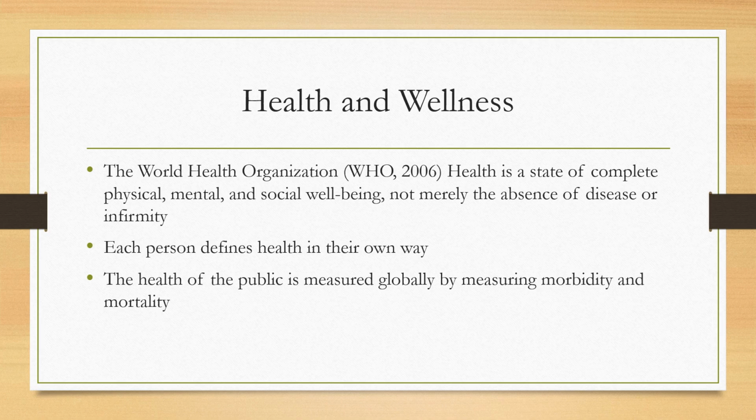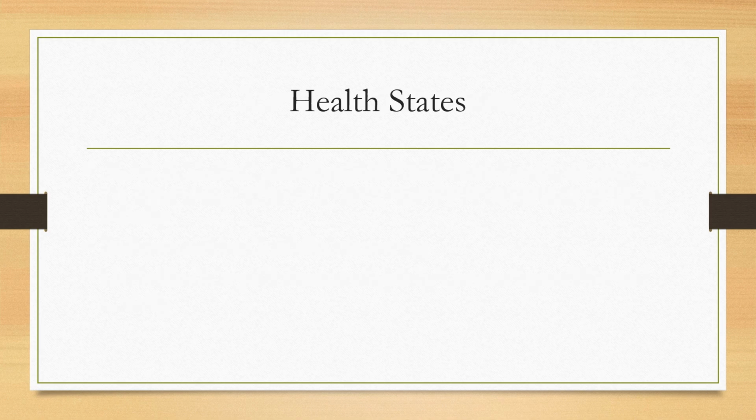Globally, we measure health by looking at morbidity, how frequently a disease occurs, and mortality, the number of deaths from a disease. This data is very important for researchers who study diseases and treatments and cures. In addition to health, we also have wellness, disease, and illness. And much like health, these definitions can be different from person to person.